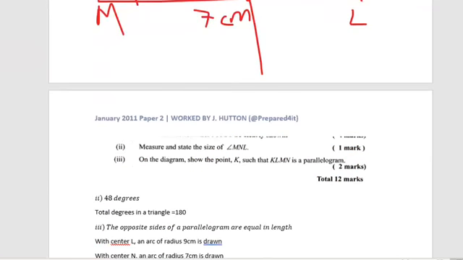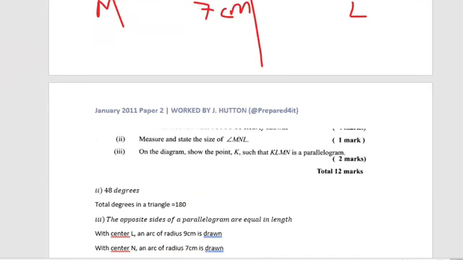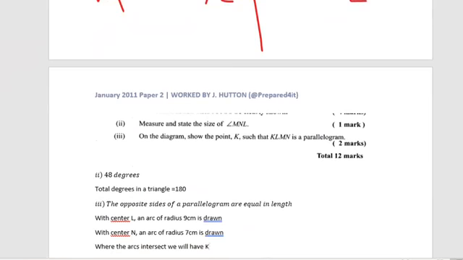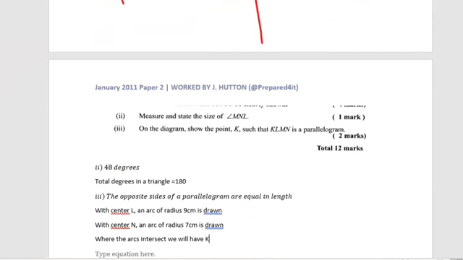So on the diagram, show the point K such that KLMN is a parallelogram, and we get our 2 marks. Any questions? No, sir. Okay, good.